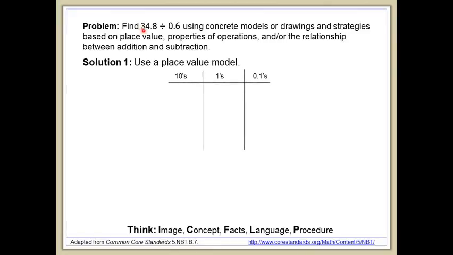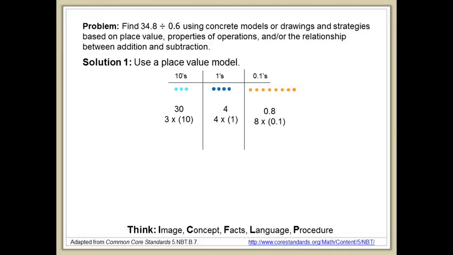This time with decimals, which means that we're going to have tens places, ones place, and a 0.1s place to represent our value. So we start with the dividend, 34.8. We have 30, and 30 is represented by 3 dots in the tens place. We also have 4, and these are 4 ones, which are represented by 4 dots in the ones column. And we have 8 0.1s, which is represented by 8 dots in the 0.1s column. Our goal here is to divide this by 0.6.